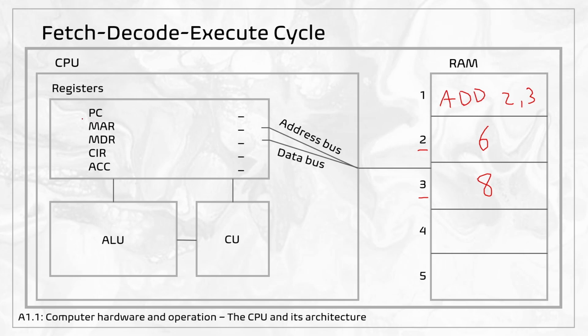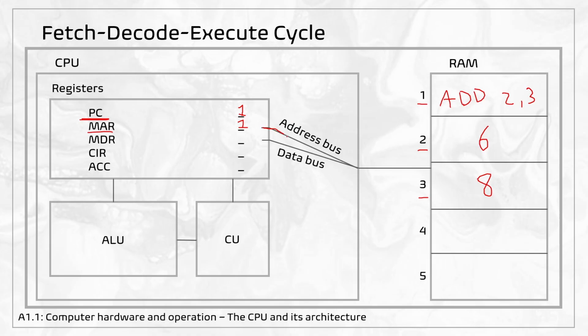So firstly, this register called the program counter updates its value to hold the address of the next instruction to be executed in RAM. So here, because it's stored in location 1, we'll have a 1 here. And now this value is copied into the MAR, or memory address register. Now what the memory address register does is it holds a memory location that the address bus needs to go to. And the address bus is just a wire that sends signals to RAM that indicate that something needs to be done with that memory location.